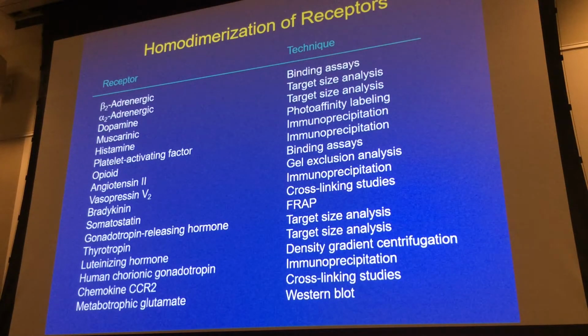So this is a brand new area. It's an area that we don't know very much about, but it obviously increases the diversity of the receptors that are involved, because now we don't simply have one gene producing one receptor, which is what we always thought was the case. We now understand that one gene can produce multiple types of receptors depending on how it dimerizes.